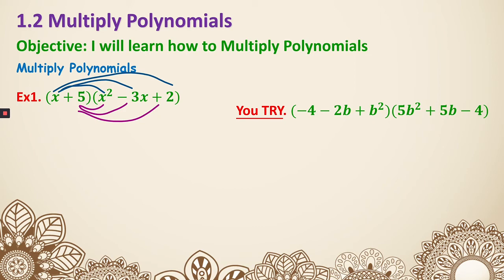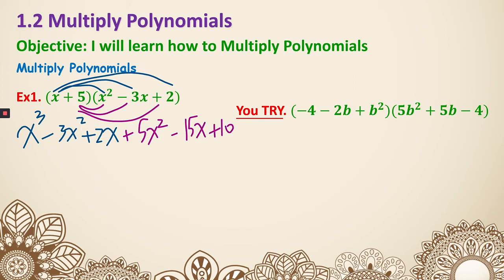For x, going with x squared, that's x cubed. Then it goes with negative 3x, so it's negative 3x squared. Then it goes with 2, it's plus 2x. Then we have the bottom ones, plus 5x squared, then minus 15x, and then plus 10.